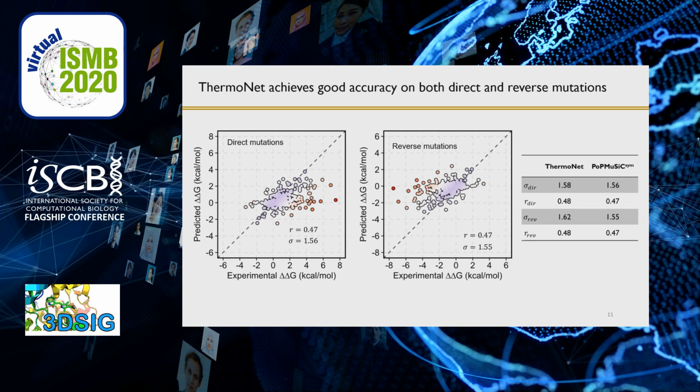Now, let's take a look at how ThermoNet performed. We first look at whether ThermoNet can predict delta delta Gs for both direct mutations and reverse mutations. Again, this is on the ISCB test set. As can be seen from these 2 figures, ThermoNet achieved comparable performances on both direct mutations and on reverse mutations, and the performances are comparable to the state-of-the-art method PoPMuSiC-sym. This suggests that delta delta Gs can be predicted using 3D convolutional neural networks from raw protein structures with minimal manual feature engineering.